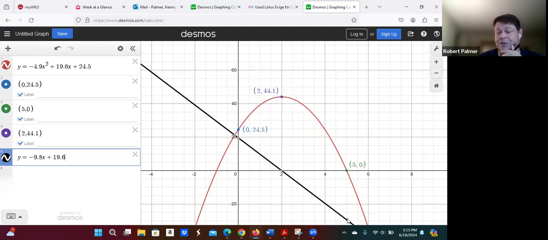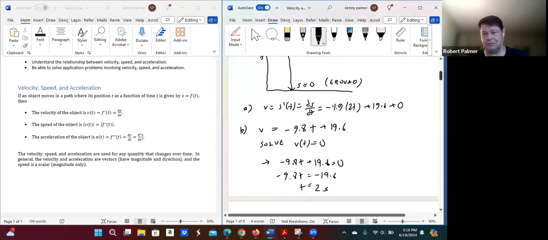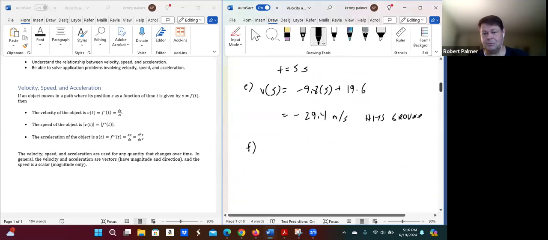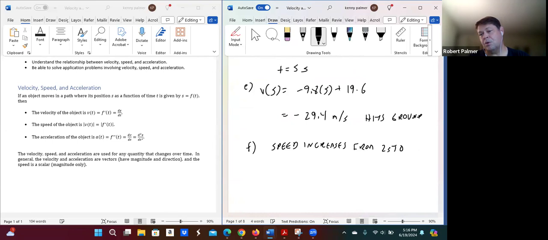And so it stops decreasing then at 5 seconds, because that's when the ball hits the ground at 5 seconds. So basically, from 2 to 5 seconds, our speed is increasing. From 2 seconds to 5 seconds, or as an interval, that is from 2 to 5. That's when it's increasing. The speed is increasing, where the speed is the magnitude.